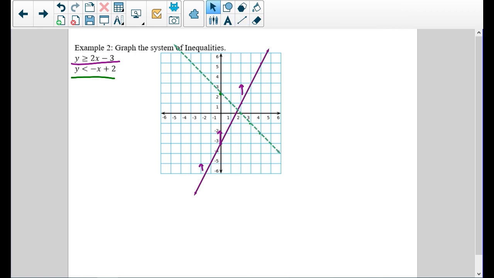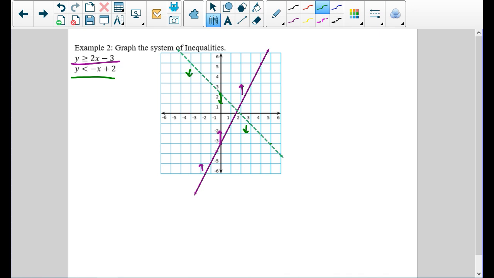Again, use the entire graph. I don't want small graphs. Use the entire graph. So again, I have 4 sections here I need to shade. So let's take a look here. Now this is y is less than. So here's my y-intercept. Less than is down. So I'm shading down below this green line.